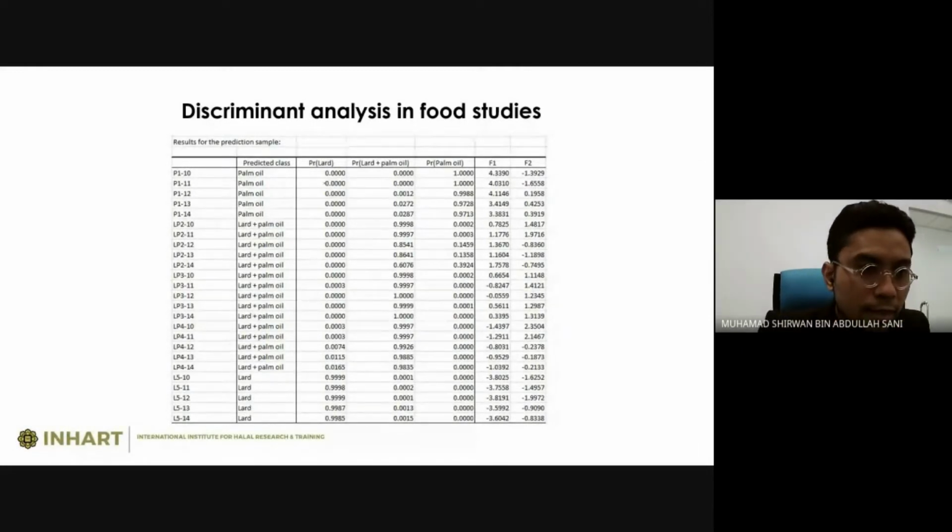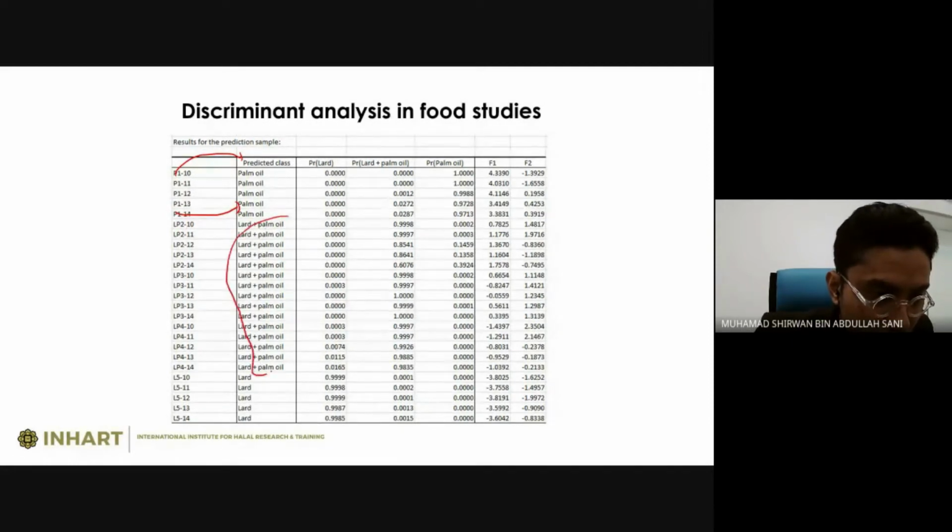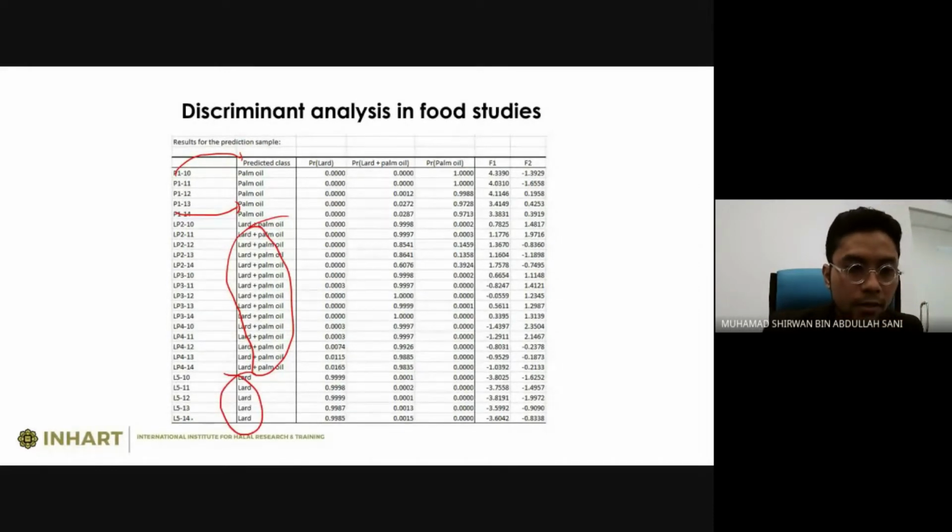So this one is the result of the discriminant analysis, the predicted one. This one is the one that we prepared. I simply labelled it as P1 because I know the content, but I just want to validate. So you can see P1 is palm oil. LP is a mixture of lard and palm oil. So you can see all of them are correct. And then lard is L5. All of them are lard. So this is the correct classification from the discriminant analysis model that you have developed.